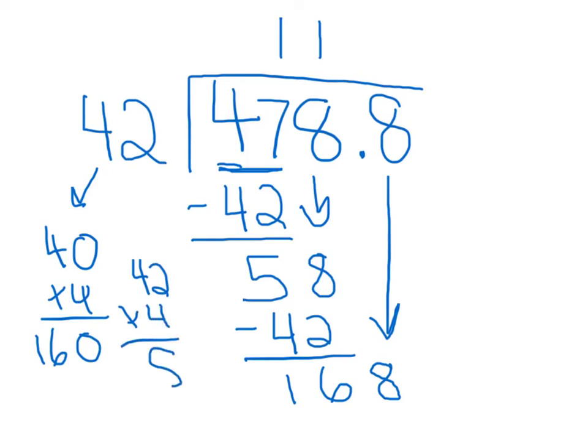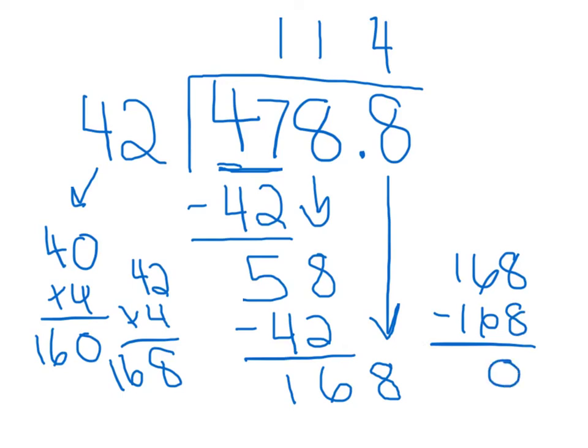2 times 4 is 8. 4 times 4 is 16. Hey, look! 168. Excellent. So now we know that 42 goes into 168 4 times. And I've run out of space here, but if we did 168 minus 168, we would have a remainder of 0. The last thing you have to remember is that we need to put our decimal point upstairs into our answer, our quotient. So our final answer is 11.4. Not so bad.